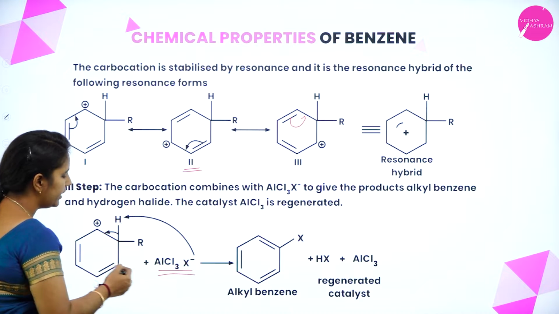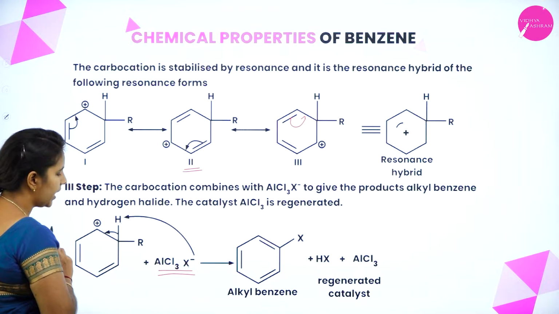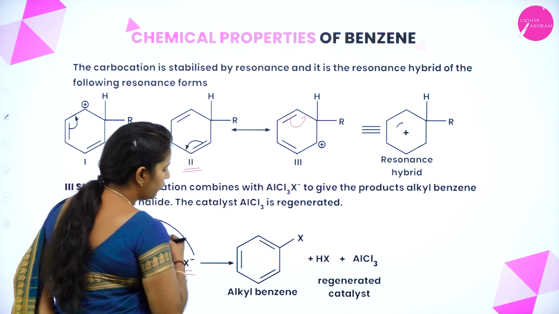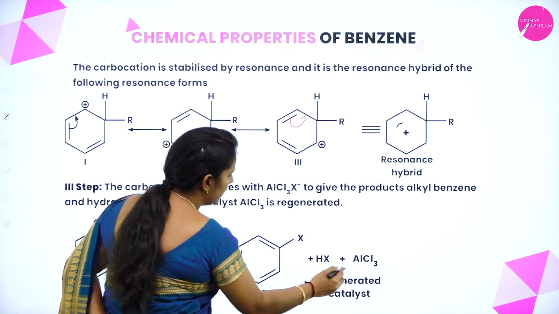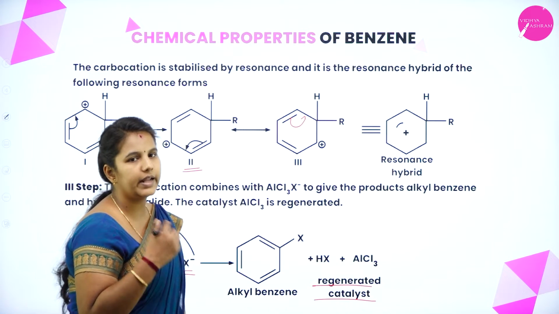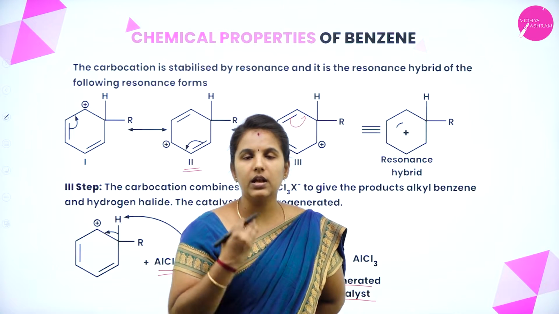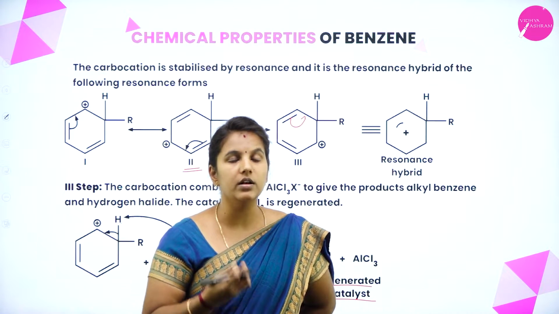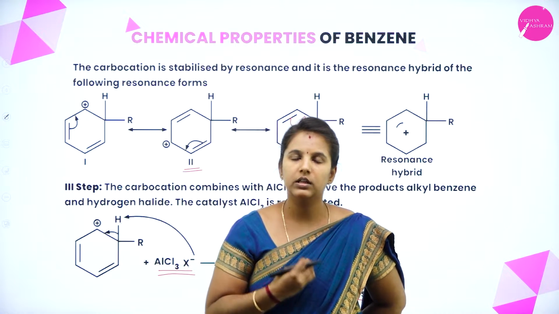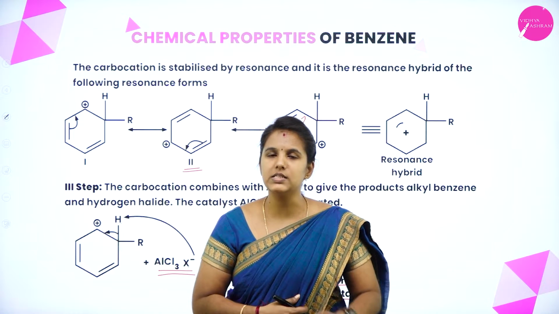So this is my intermediate compound which has been formed, where the catalyst is reacting with the halogen, and this halogen will accept one of the protons and form what? Alkyl benzene, and this results in the regeneration of the catalyst. This is how benzene undergoes alkylation to form an alkyl substituted product. You can see it in the benzene ring. Hence this process is known as alkylation.